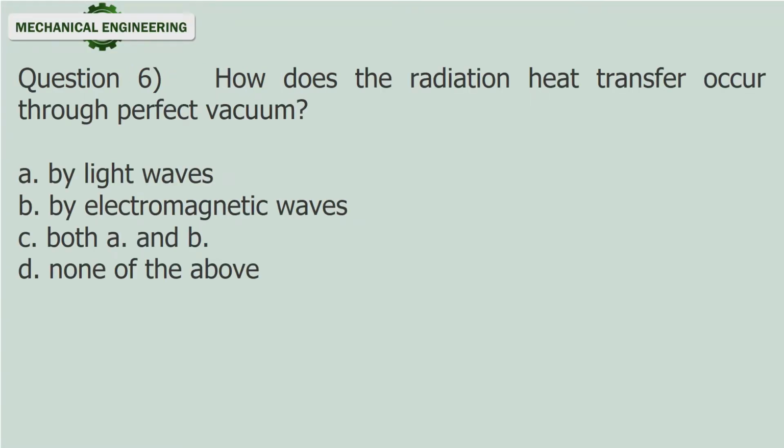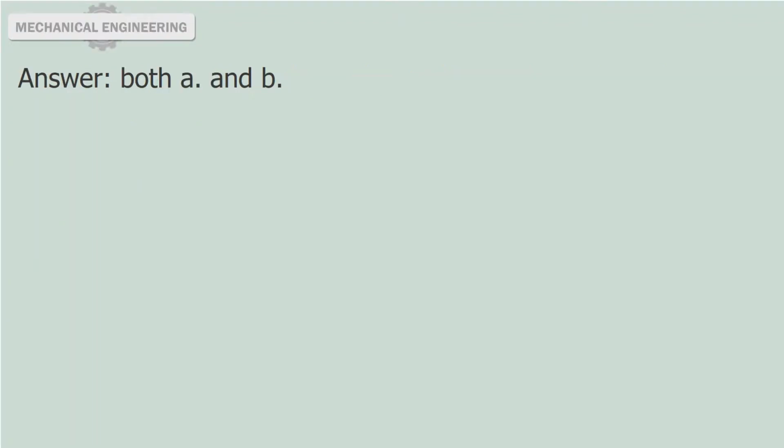Question 6. How does the radiation heat transfer occur through perfect vacuum? A. By light waves. B. By electromagnetic waves. C. Both A and B. D. None of the above. Answer: both A and B.